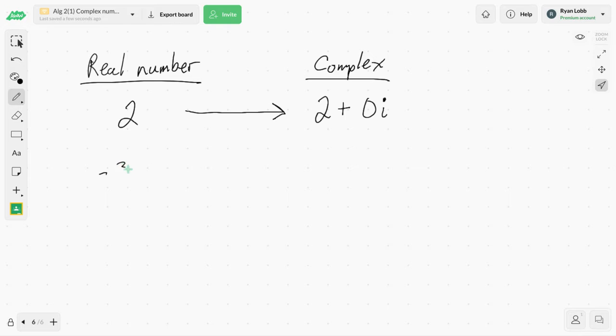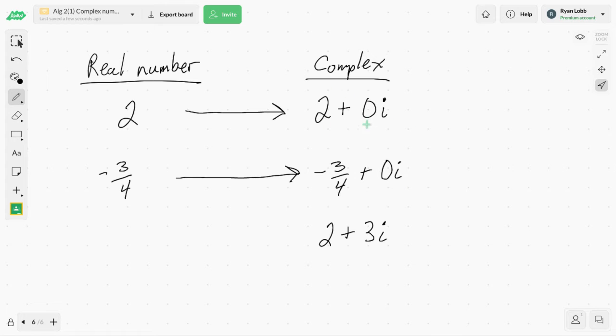If I had something like -3/4, I can write it as the real part, -3/4, plus, again, 0i. So there's the real number written as a complex number. Now, we might also have complex numbers that have both a real and imaginary part. For instance, like we just had on the previous page, something like 2 plus 3i. So our real part is 2, imaginary part 3i.